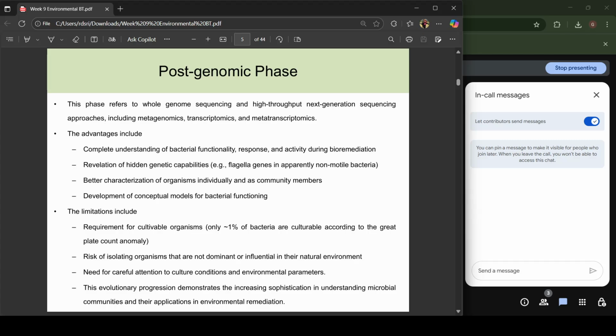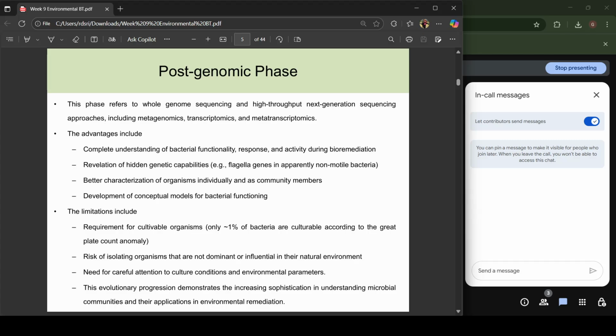But there are also a few limitations, which require cultivable organisms. We know the great plate count anomaly. Only around 1% of the bacteria are culturable. So that is the great plate count anomaly, one of the main limitations. And there is the risk of isolating organisms that are not dominant or influential in their natural environment, which is more or less similar to the non-molecular approach.